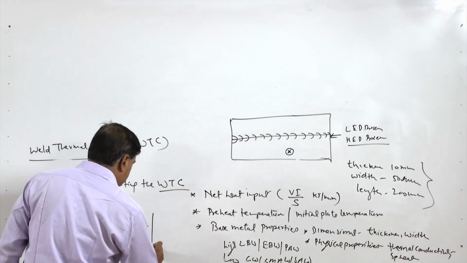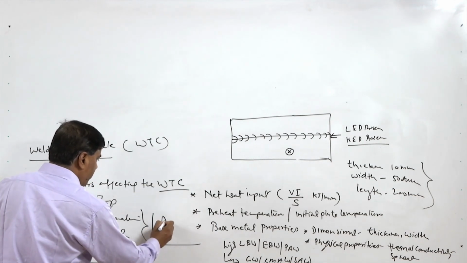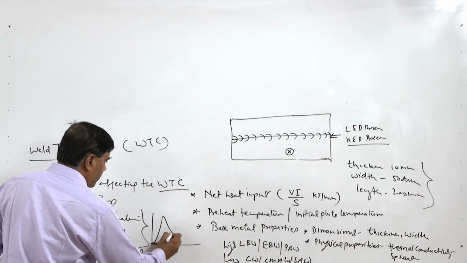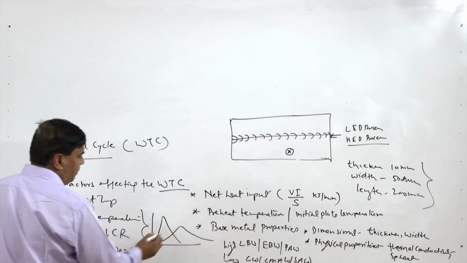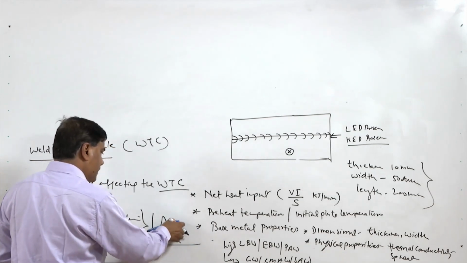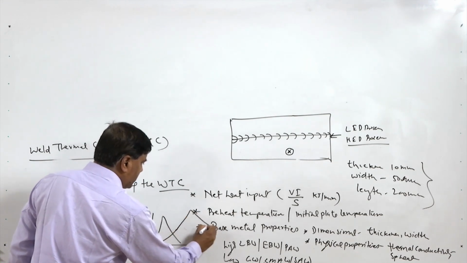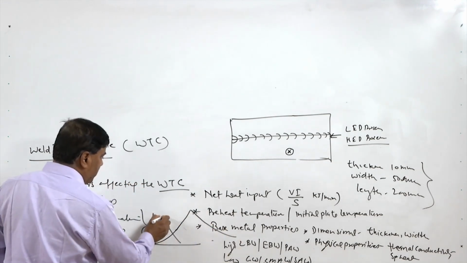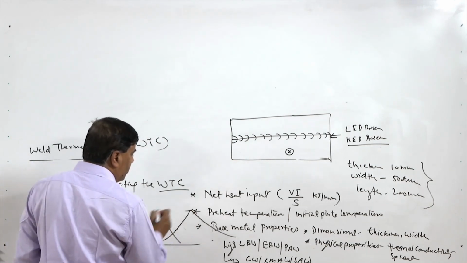So corresponding to this one, if we see, one with no preheat and another with high preheat will be going like this. So this is with the preheat, so we will have higher peak temperature and lower cooling rate. So the peak temperature with no preheat is low, and with preheat the peak temperature is high.